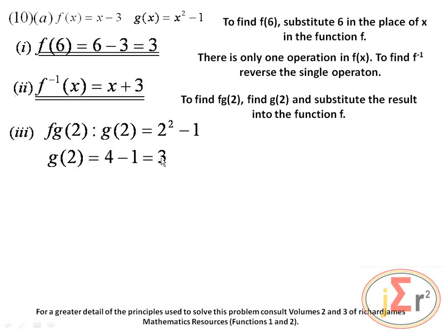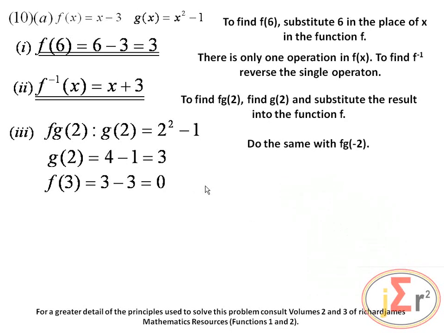Now we need to find f of g of 2. So g of 2 is equal to 3, so we need to find f of 3. So f of 3 is equal to 3 minus 3, which is equal to 0.